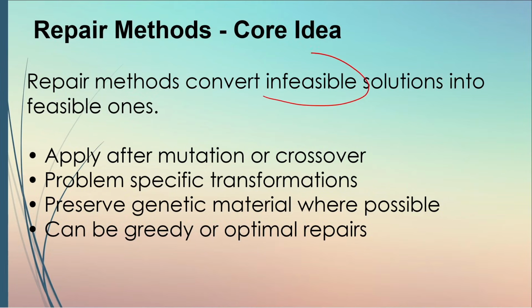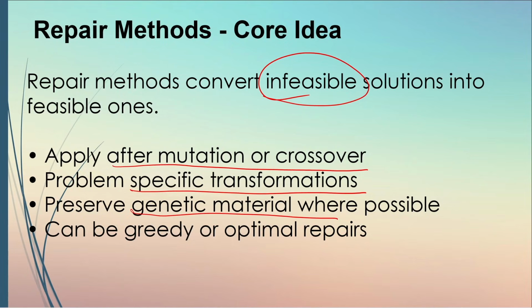Another method is the repair method. Say for example, if you obtain a solution and the solution is infeasible, rather than adding the penalty factor, you can do some repair. You can do some repair in the crossover and mutation operation, or you can do some problem-specific transformations, some additional functions that may transform your problem to some specific scenario, or you may preserve the genetic material by means of elitism, or you can go for some kind of greedy approaches, right. So these are the ways you can go for doing the repair methods.